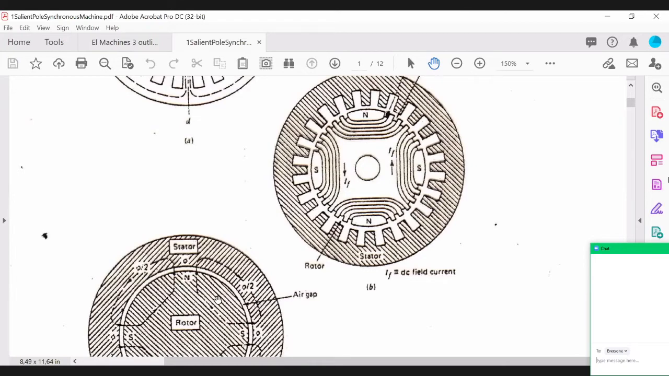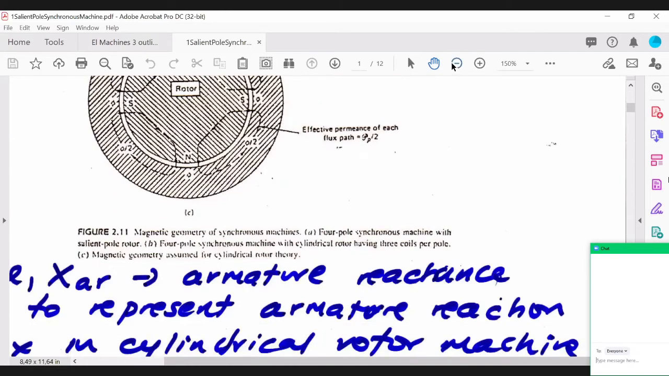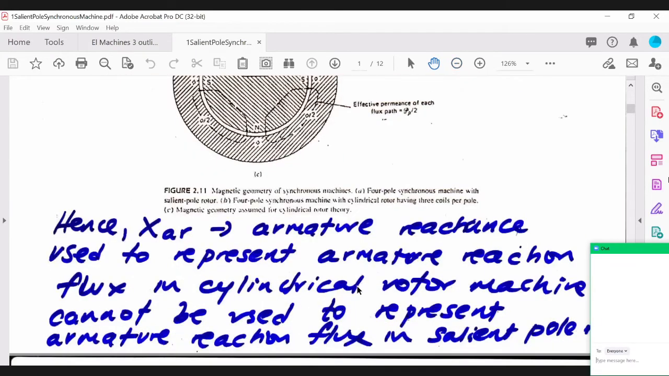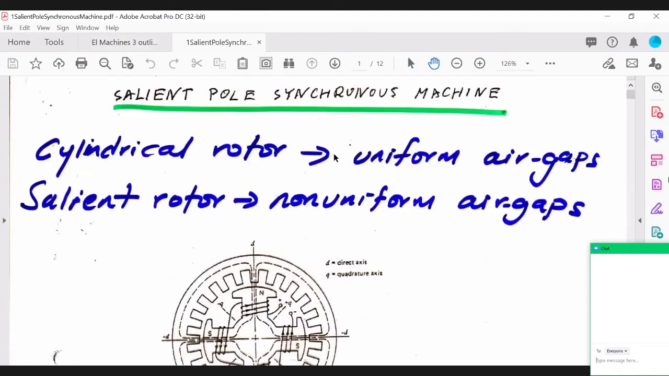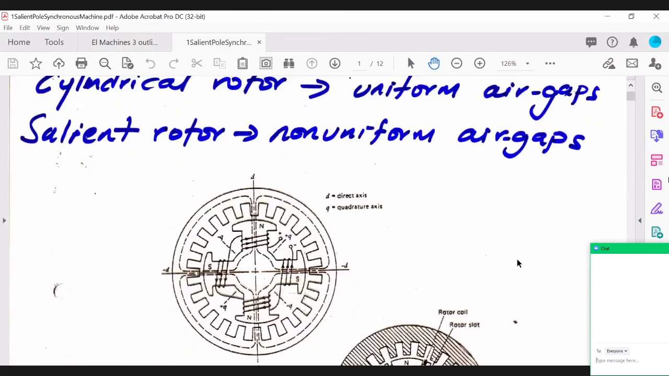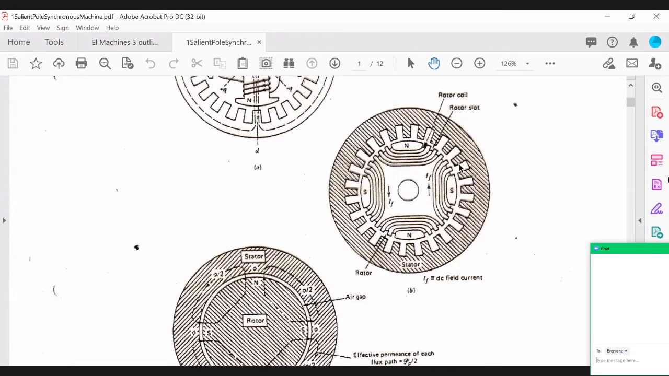If we look at, just going to zoom out, the armature reaction that's used to represent reactance. So the reactance, as I said, which is XS that we've used before, was very easy in the first case because, as I said, the cylindrical rotor has what we call uniform air gaps from what we've seen here. It has uniform air gaps, right?